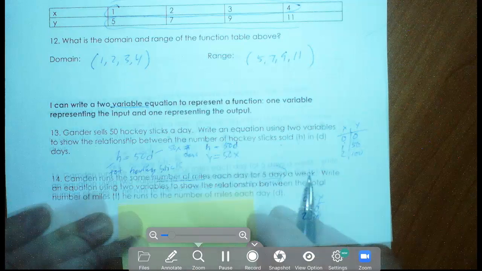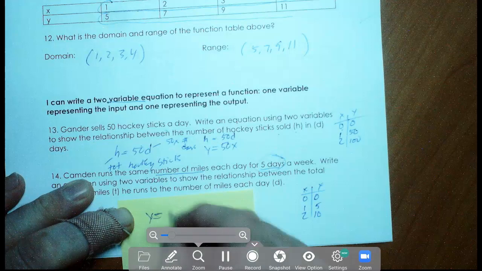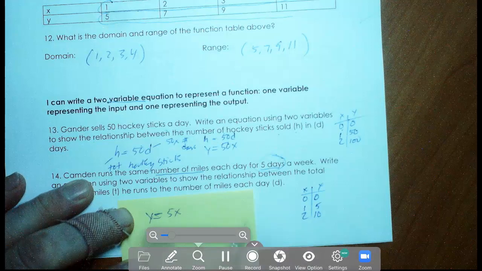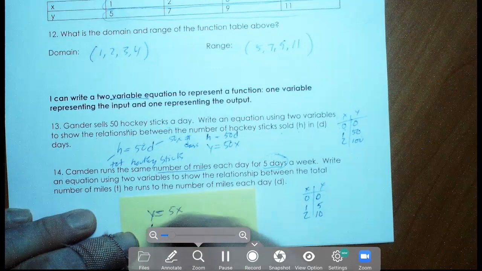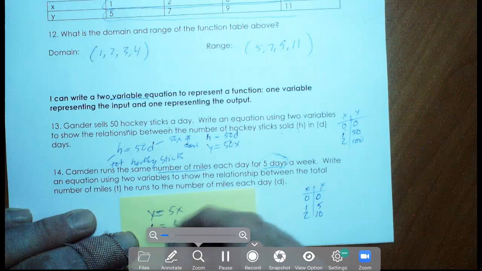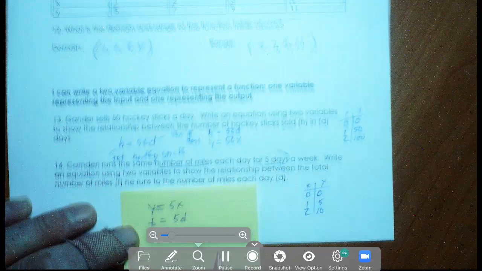So what we've got here is the Y is equal to 5x. Now we just have to plug the variables in. So Y would be the total number of miles, the total, is equal to 5 miles times the number of days.